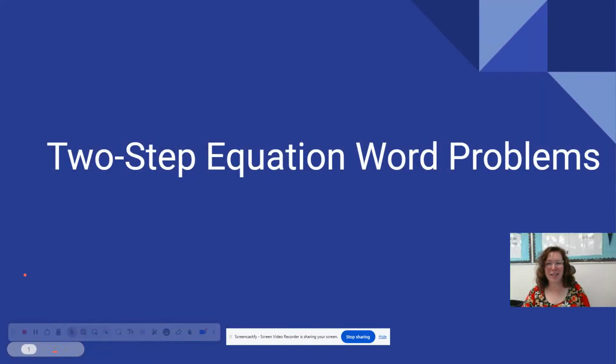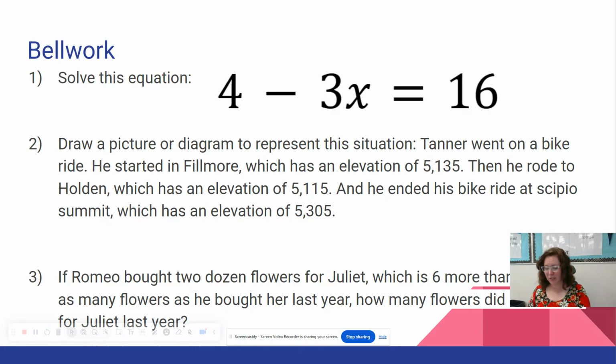Hi, today we're talking about two-step equation word problems. So we start with our bell work, solve this equation. This is a two-step equation, and our goal is to get x by itself. So we have to get rid of the number that is not attached to x.